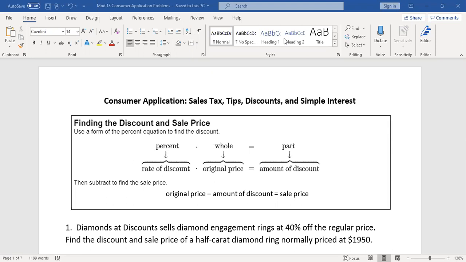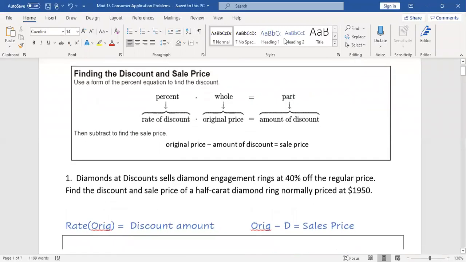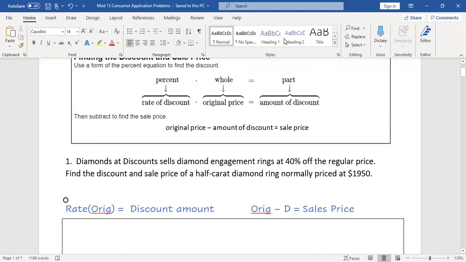The formula is the percent times the whole equals the part. The percent represents the discount rate. The whole represents the original price, and the part represents the amount of discount. So we're simply going to take the rate times the price to equal the amount of discount. And then once we find that value, we're going to subtract that from the original price to determine the sale price. So our first problem that we have is diamonds at discounts.